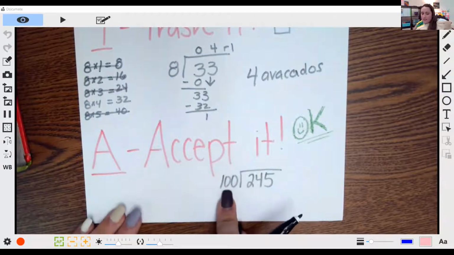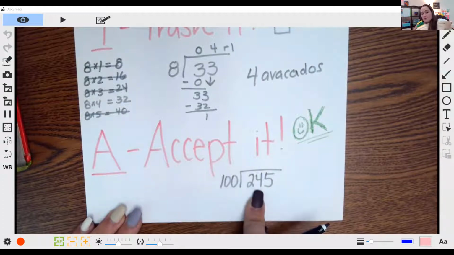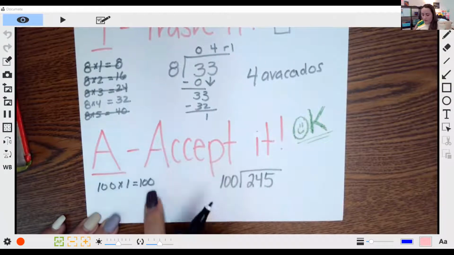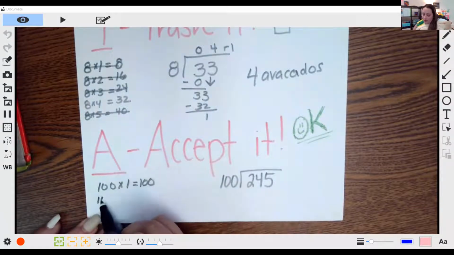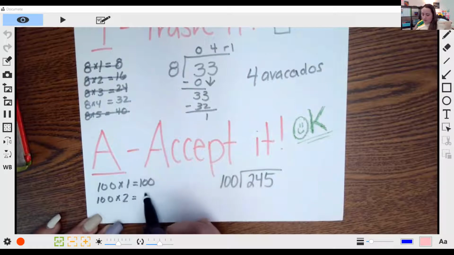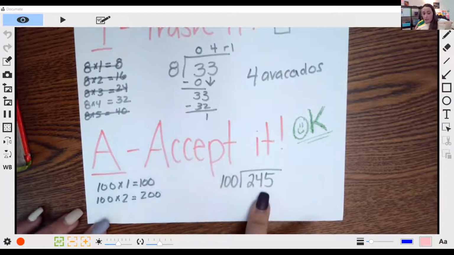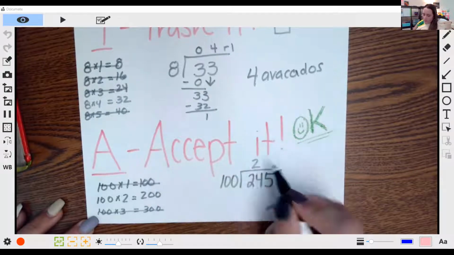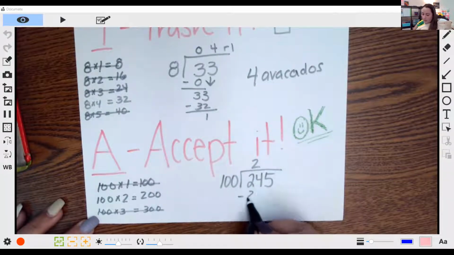So how many times can I multiply 100 to get close to 245? Hopefully you're thinking, okay, well, I know 100 times 1 is 100. That's still pretty far away from 245. So what if I try 100 times 2? That gives me 200. Okay, pretty close to 245, but if I went one more, ooh, 300. Notice that pattern, 1, 2, 3, and the 100 stays the same, but 300 is too high, 200 is too low. So I'm going to put a 2 up here because 100 times 2 is 200.